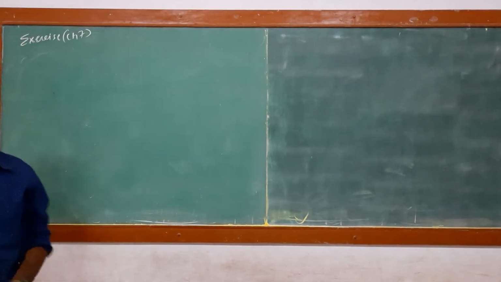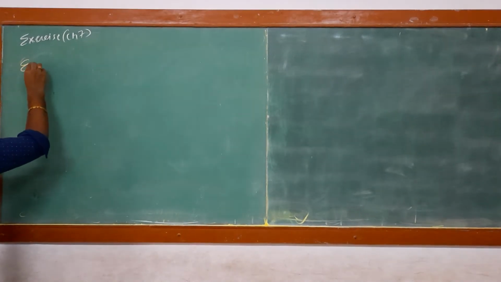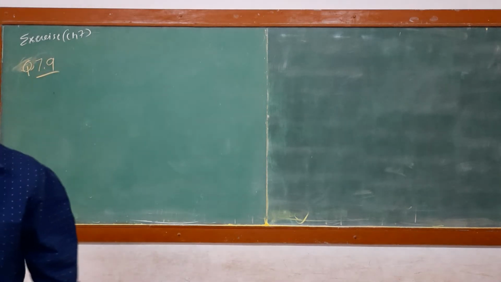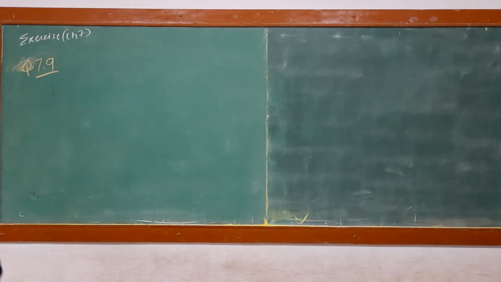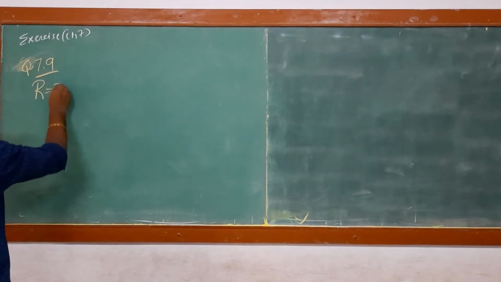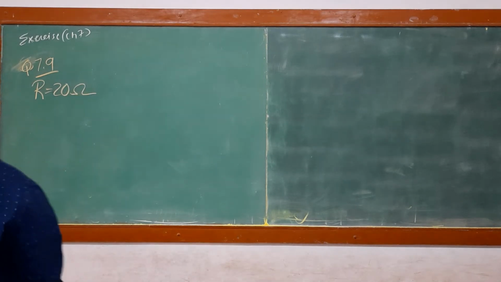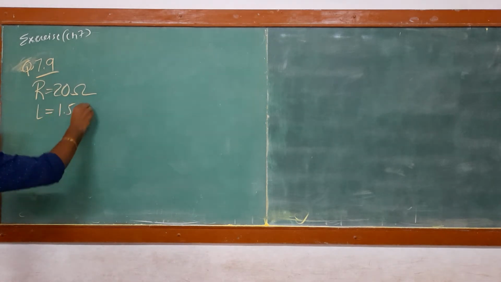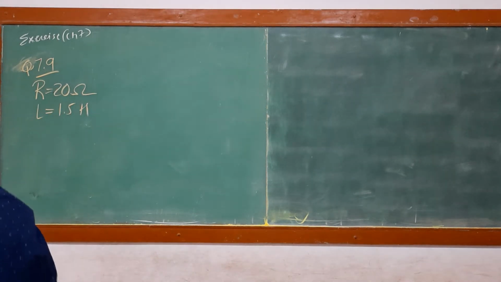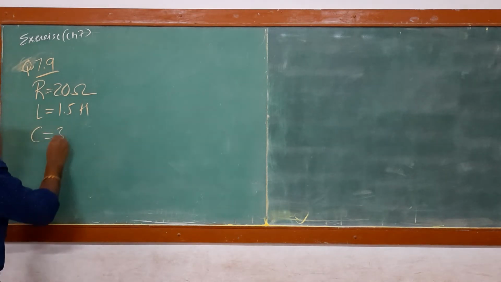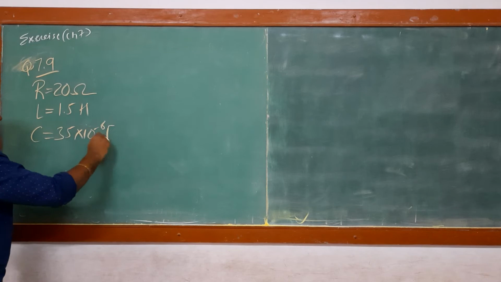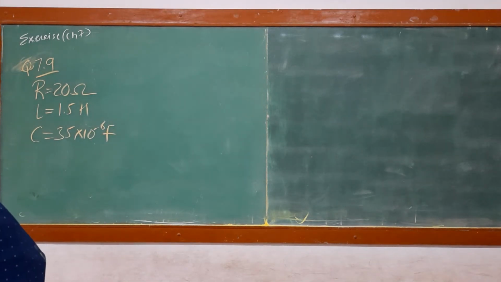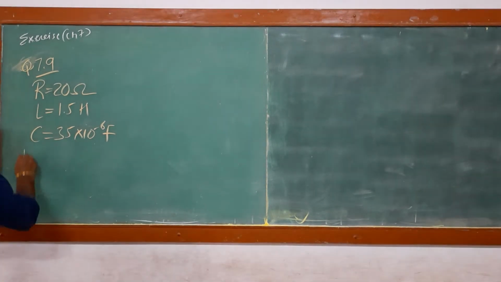Now, let's see question 7.9, not example, question of the exercise. Question number 7.9 of the exercise. A series LCR circuit with resistance 20 ohm, inductance 1.5 henry, capacitance 35 microfarad is connected to a variable frequency 200 volt AC supply. So I can take this as V RMS.